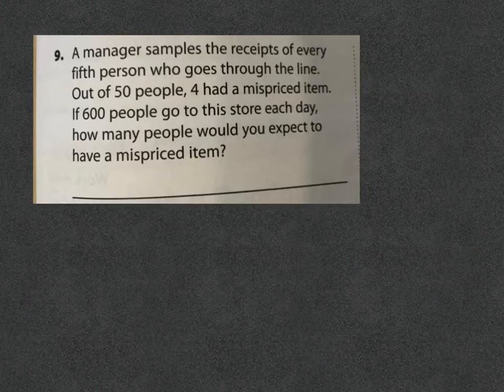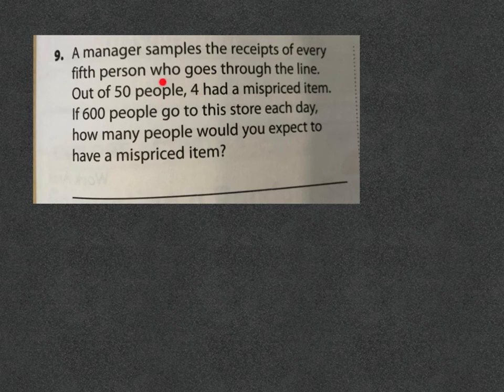Okay, and I want to look at one more with you, just with the proportional relationship one, just to kind of iron that down a little bit. It says a manager samples the receipts of every fifth person who goes through the line. So that's random. So he's getting a random sample. That's good. Out of 50 people, 4 had mispriced items. The price was wrong on their receipt. If 600 people go through the store each day, how many people would you expect to have a mispriced item?